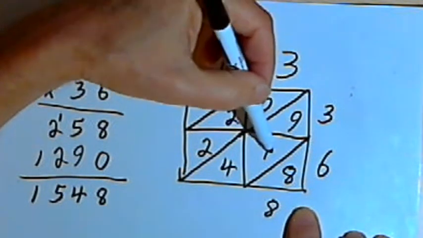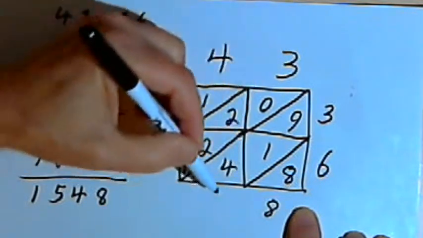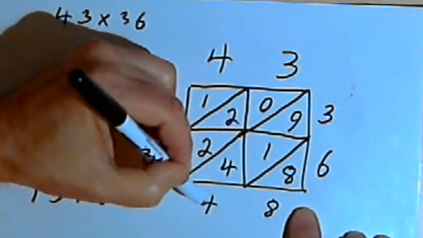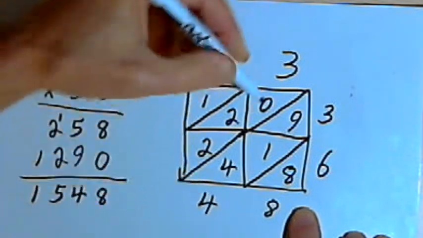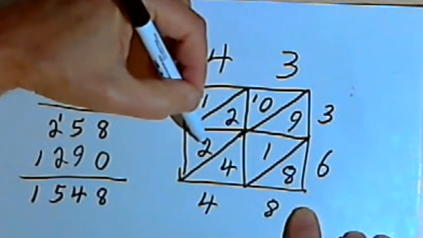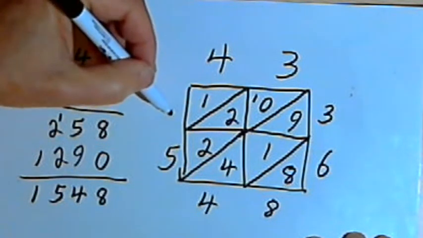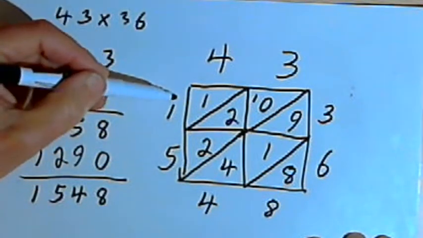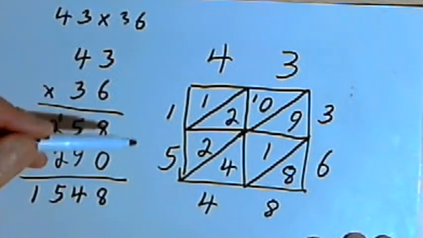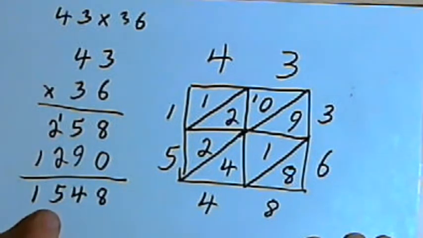Then I've got a 9 and a 1 and a 4. Well, 9 plus 1 is 10, plus 4 is 14. So I'll write the 4 outside of the box, and I'll carry the 1. The next diagonal, I've got a 1 and a 2 and a 2, which is 5. And then in the last diagonal, I have a 1. So reading down the left side and across the bottom, I've got 1,548, which is the same answer I got the first time.